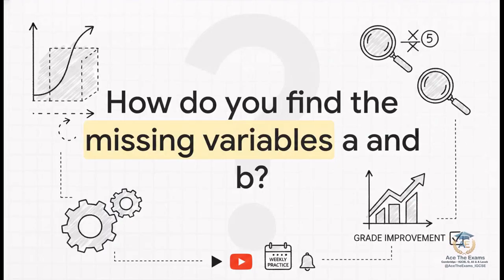Let's wrap this up with a real beast of a question. We have an unknown a and b, a factor of 2x minus 1 and a remainder of 5 when divided by x minus 1. You decode the command words, you set up your 2 simultaneous equations using the factor and remainder theorems, and you systematically solve it.